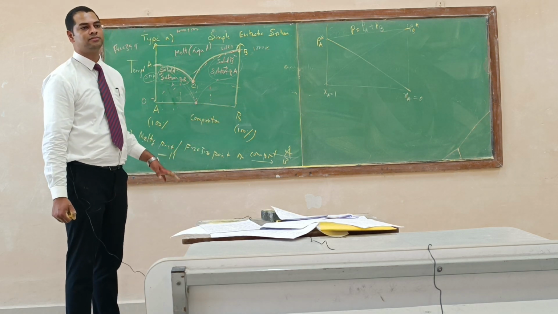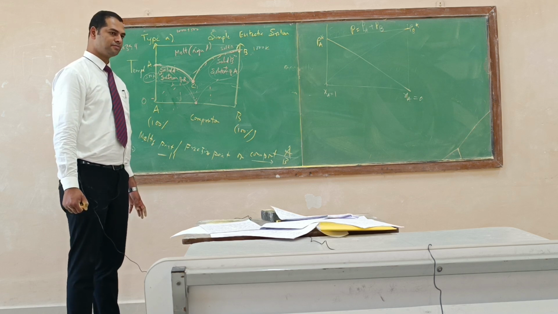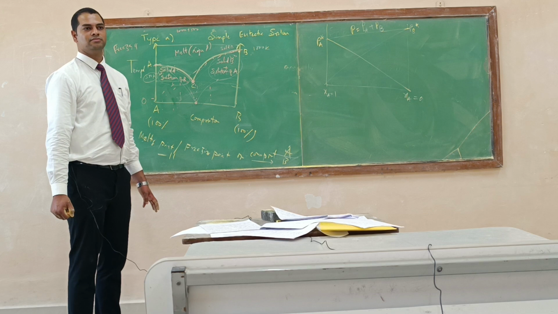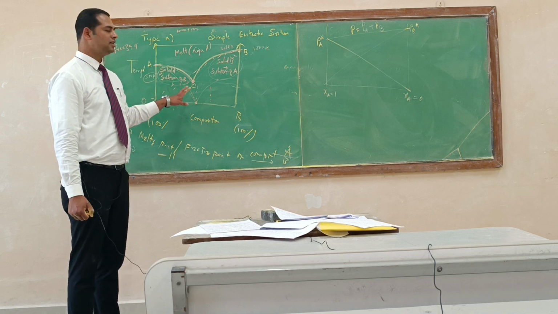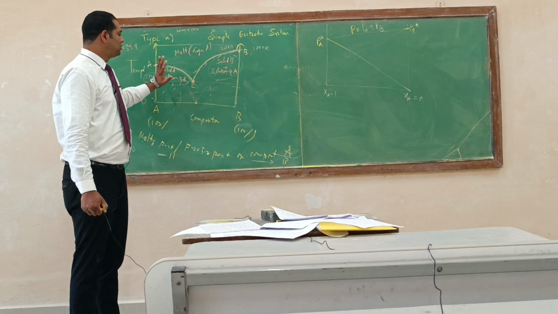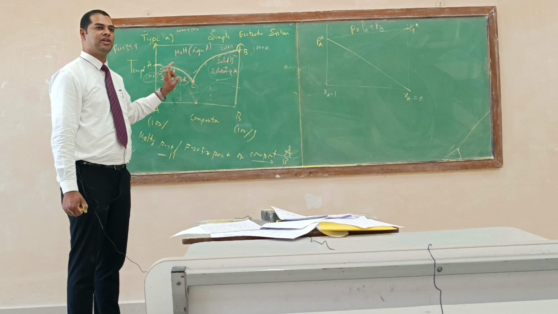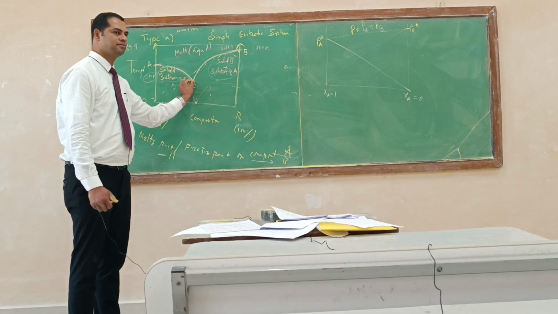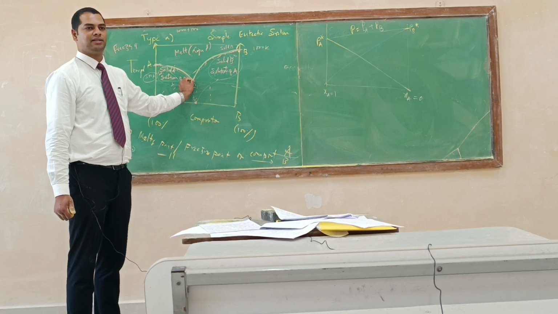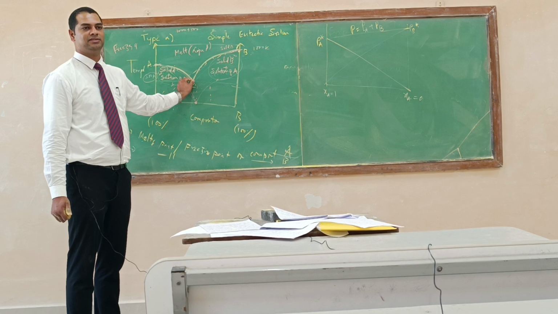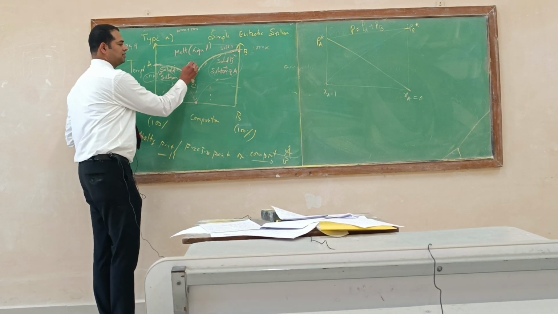Below it is solid. Fine. So that is why that is an equilibrium: the liquid is in equilibrium with solids A and B at this point. Eutectic is from the Greek word meaning easy melting. It means it melts easily.